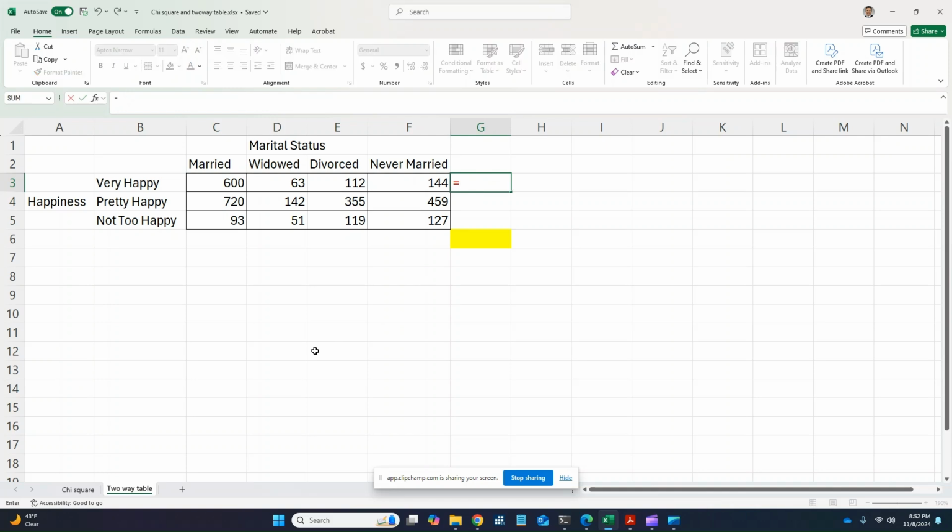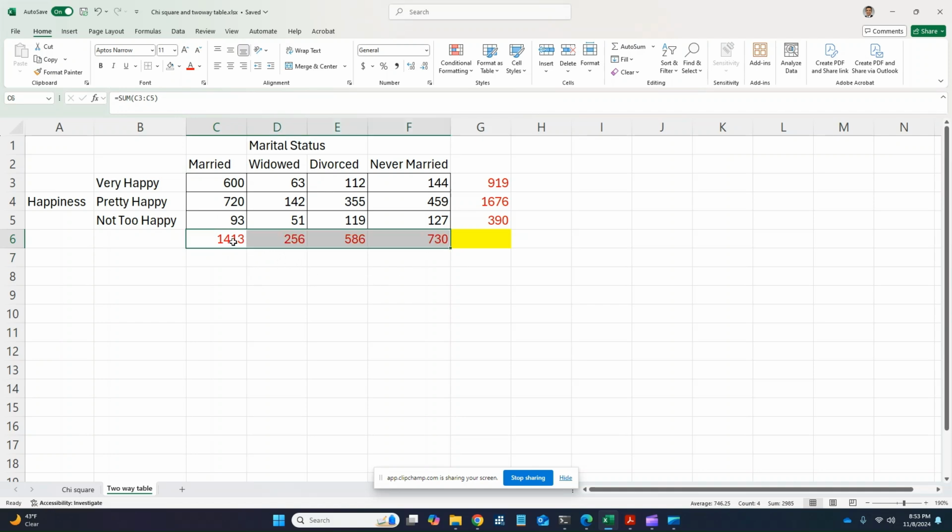So let's do that. Equal sign, sum the columns, then I drag this down below, and equal sign, sum across rows, then I drag to the far right. What does this number show? This number shows that out of all people we surveyed, a total of 1,413 people are married, and so on and so forth. What does this number show? That out of all people we surveyed, a total of 919 people responded that they are very happy.